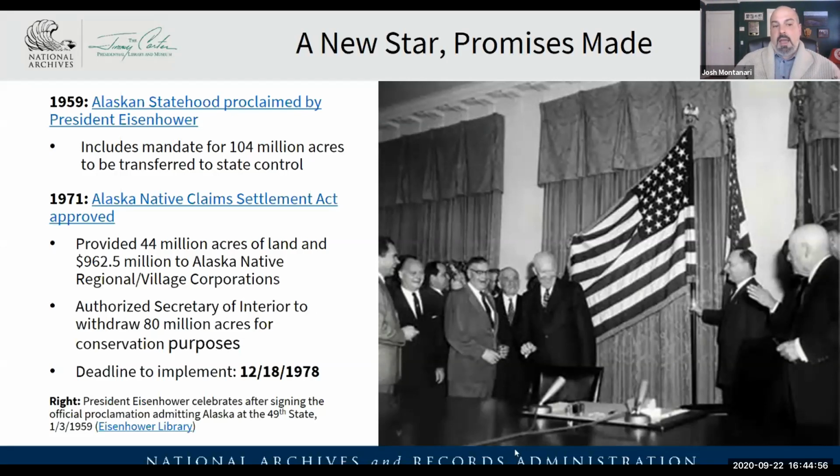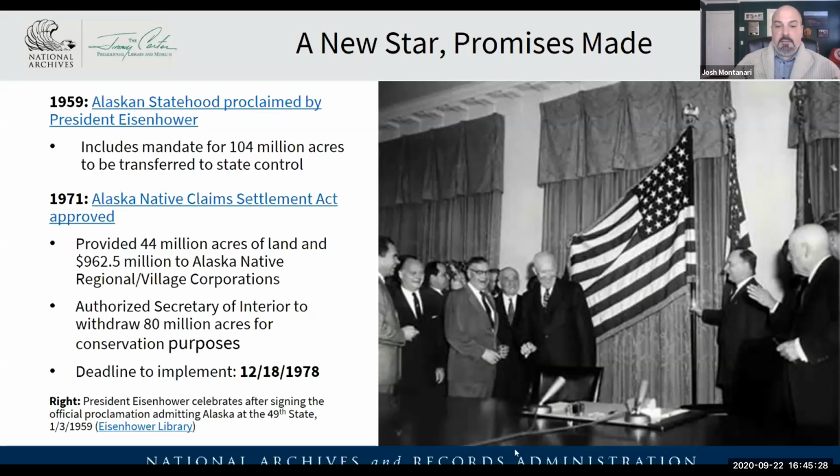In 1971, we see passage of the Alaska Native Claims Settlement Act. So in this case, we have the tribes of Alaska more or less getting some form of compensation: 44 million acres of land, $962.5 million to their corporations. They had formed, I believe, 13 native tribal corporations to disperse that through. And the Secretary of the Interior withdrew 80 million acres for conservation purposes.